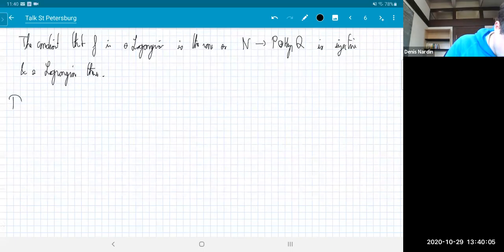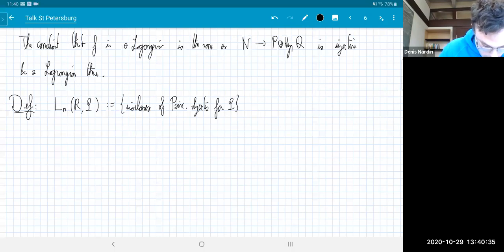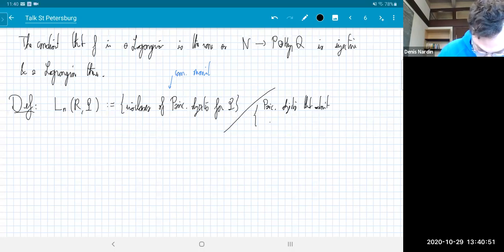Actually, yeah, let me define now the L groups. The nth L group of R comma kappa is defined as the isoclasses of Poincaré objects for kappa, and that's a commutative monoid. And then quotienting by the submonoid of those Poincaré objects that admit a Lagrangian.